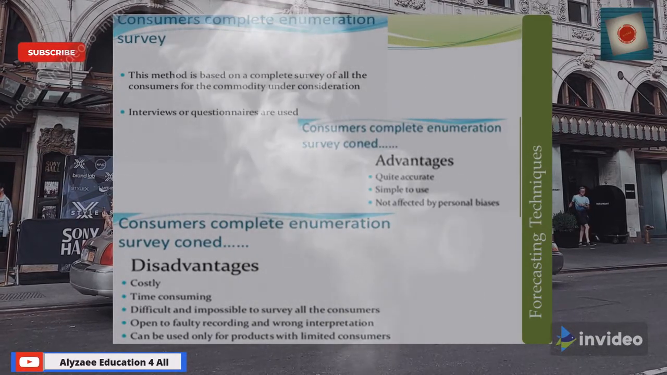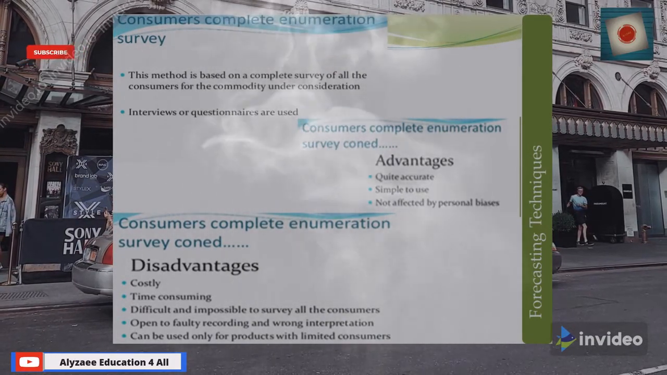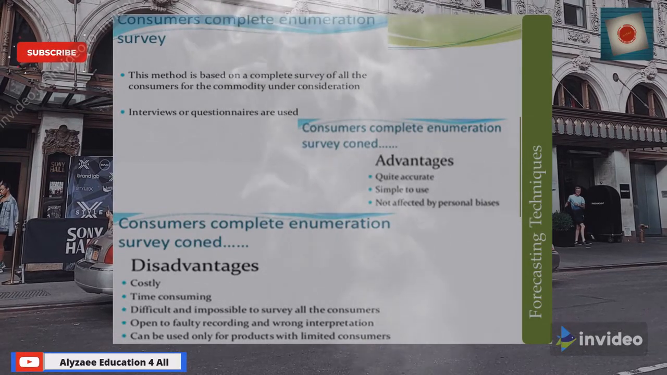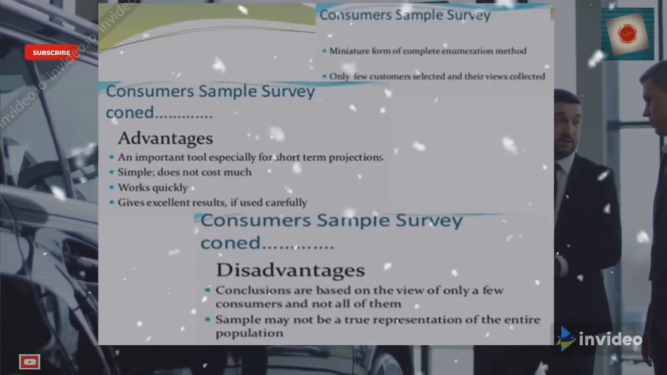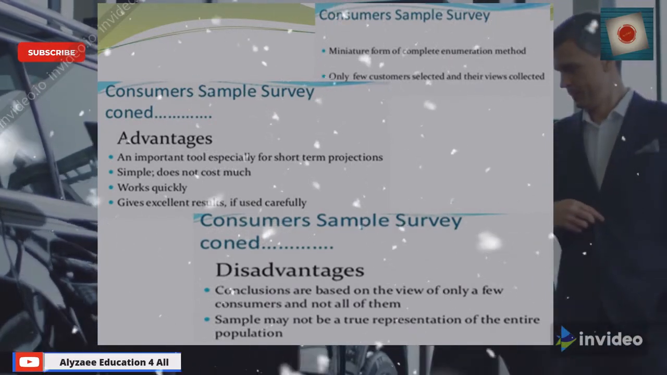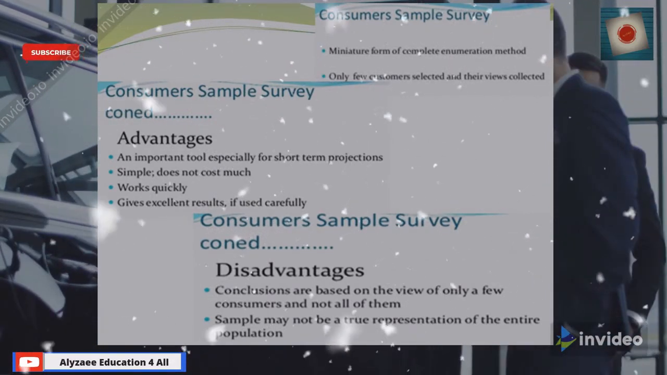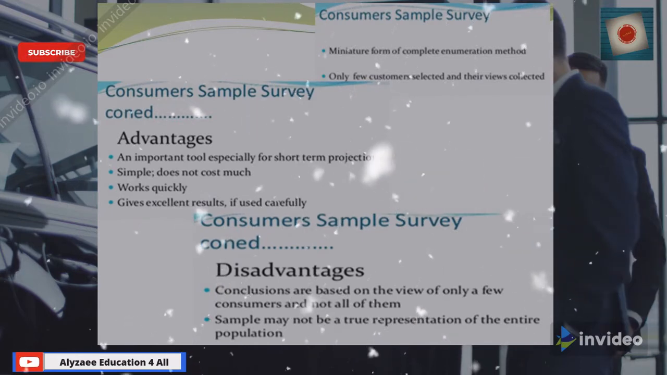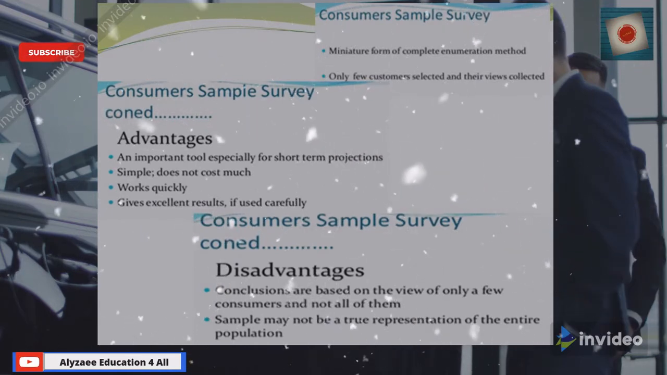open to faulty recording and wrong interpretations, and can be used only for products with limited consumers. So the consumer sample format is a miniature form of the complete enumeration method. Only a few consumers are selected and their views collected.